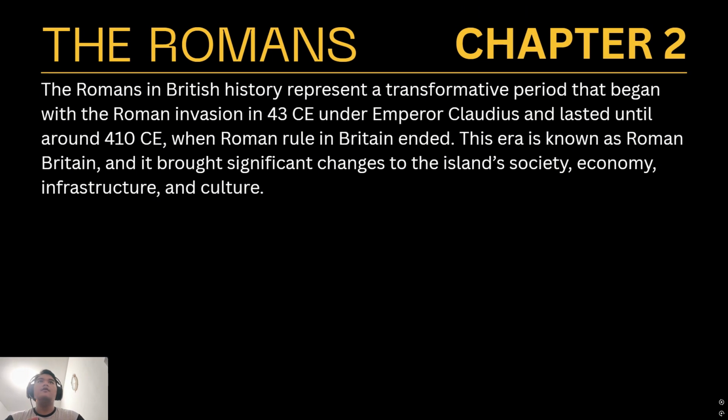Okay, and now we're moving to chapter 2, the Romans. The Romans in British history represent a transformative period that began with the Roman invasion in 43 Common Era under Emperor Claudius and lasted until around 410 Common Era, when Roman rule in Britain ended. This era is known as Roman Britain, and it brought significant changes to the island's society, economy, infrastructure, and culture.